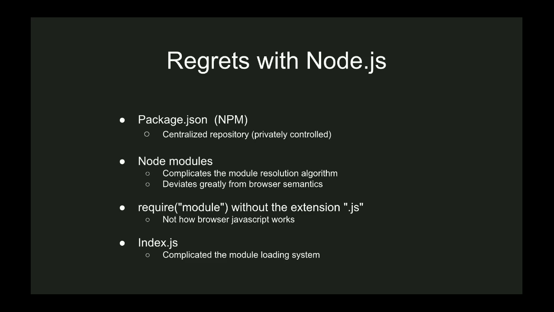Another issue was node modules, which ended up complicating the module resolution algorithm, and it deviated from the browser semantics. Of course, in the browser, you're actually just importing something directly, or you're doing something like script src equal to xyz. And so node modules was a complete deviation from this sort of approach. Next was require module without the extension of JS. Every time you require a module, you don't need to put JS in Node.js. It by default just resolves to JS.